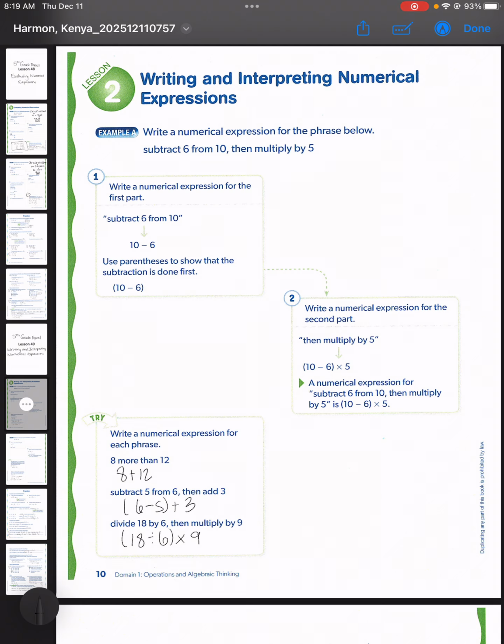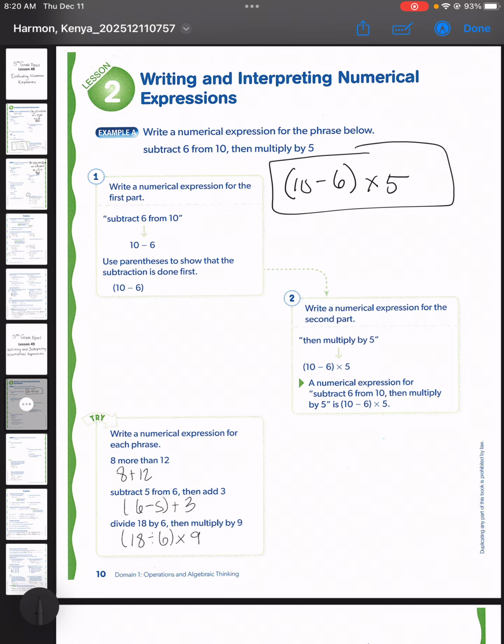So I am subtracting 6 from 10. And that goes inside of parentheses. And then I am multiplying by 5. And that is their numerical expression. That will help them as they get into the try it problems.